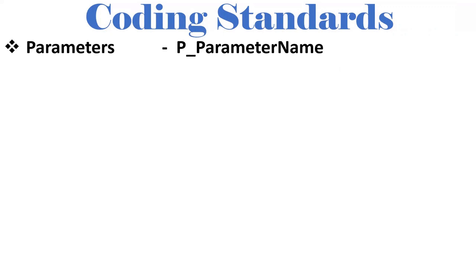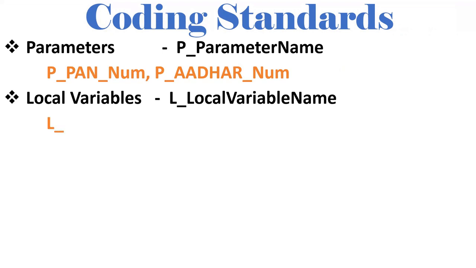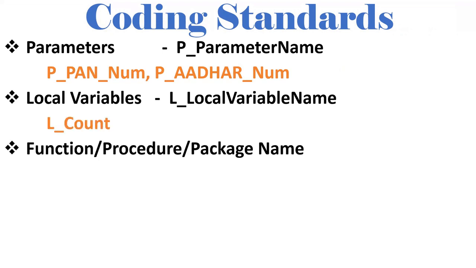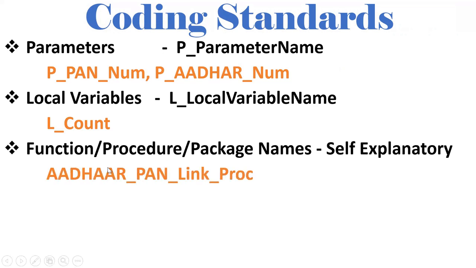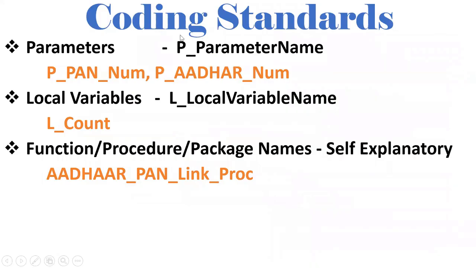Hope this is clear. Remember one thing: when you're writing anything, we should follow some coding standards. Parameters should be written as P underscore parameter, like P PAN number, P Aadhaar number. We should follow this so that it's easy for somebody to understand. Local variables should be written like L underscore count. Similarly, function, procedure and package names should be self-explanatory, like Aadhaar PAN link proc, which is a procedure for Aadhaar and PAN link. So you can easily understand. You need to follow these coding standards regularly when you're writing anything. Hope this is clear.